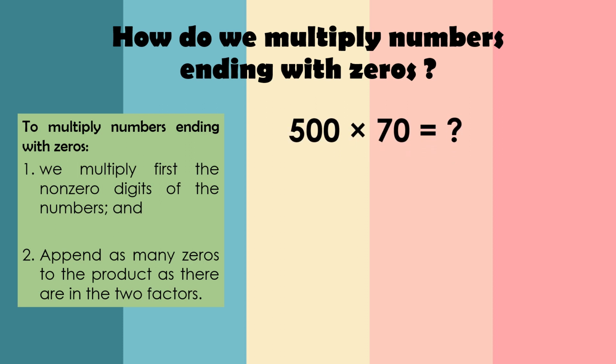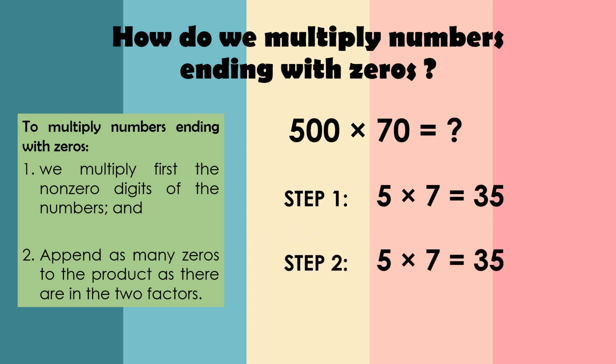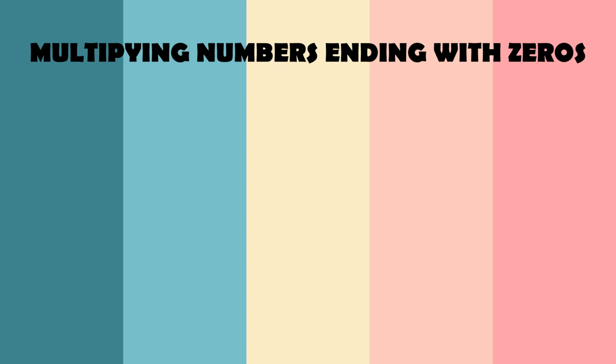500 times 70. First, multiply the non-zero digits 5 and 7. 5 times 7 equals 35. Next, count the zeros in the factors and append after the product 35. There are 2 zeros in the first factor and 1 zero in the second factor, which means that we need to put 3 zeros after 35. So the answer is 35,000. Here are some more examples.